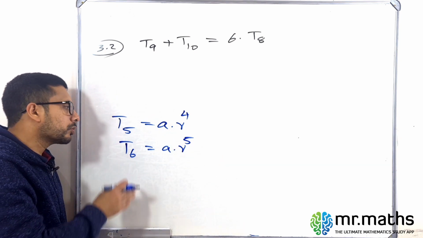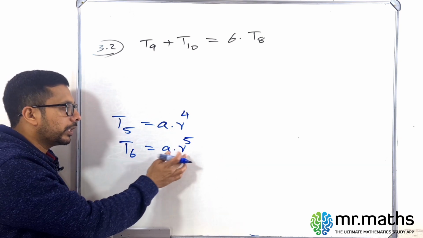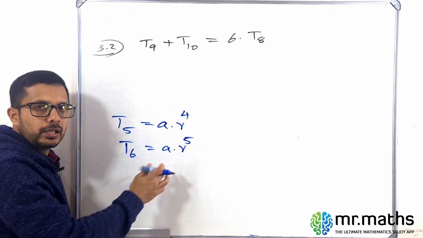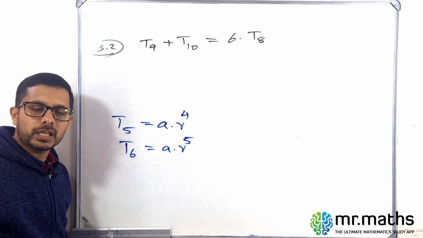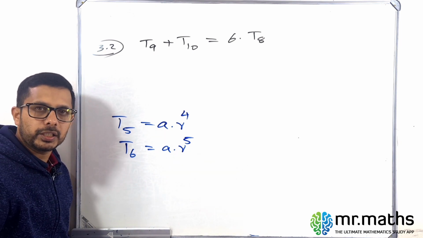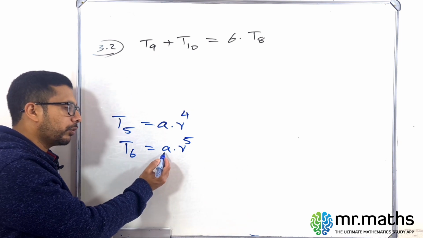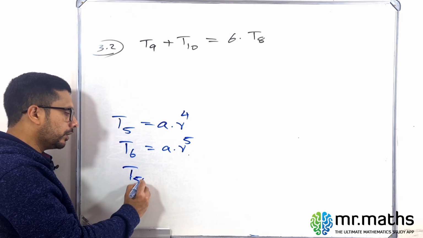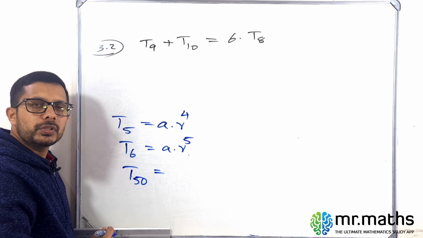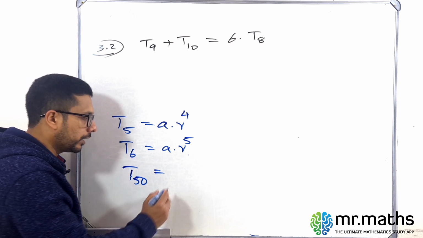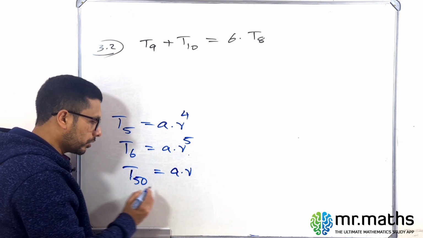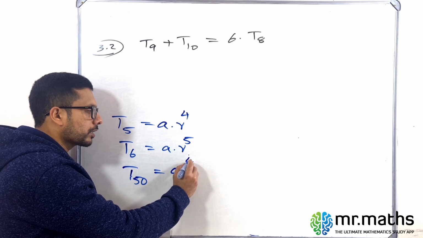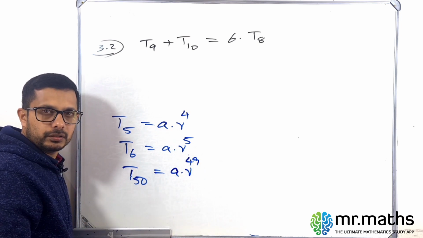Okay, so those who want to know more about how you get this, you have to watch the lesson videos. There I explain clearly how we can write like this. So T50, if somebody wants to find the 50th term, how can you write it generally? A into r raised to 1 less than this 50, that is 49. Do you understand?